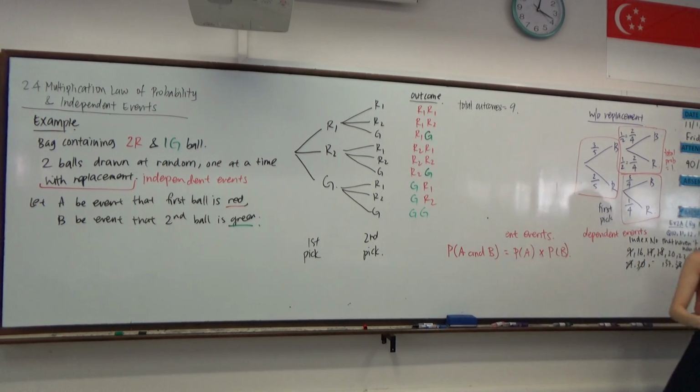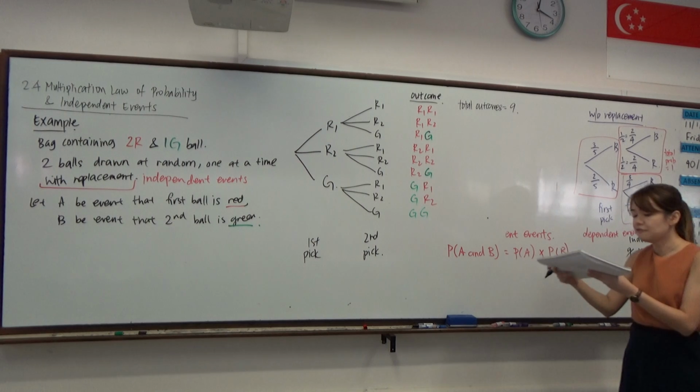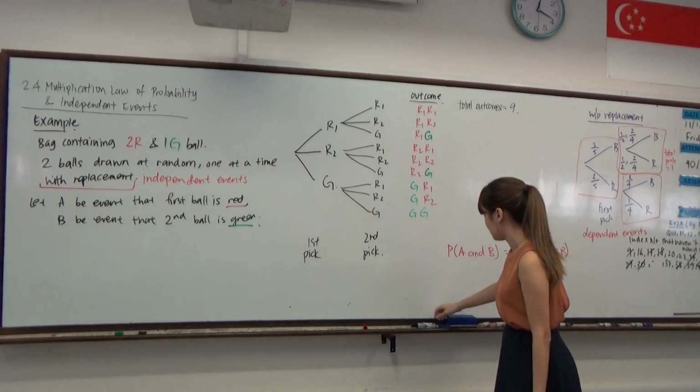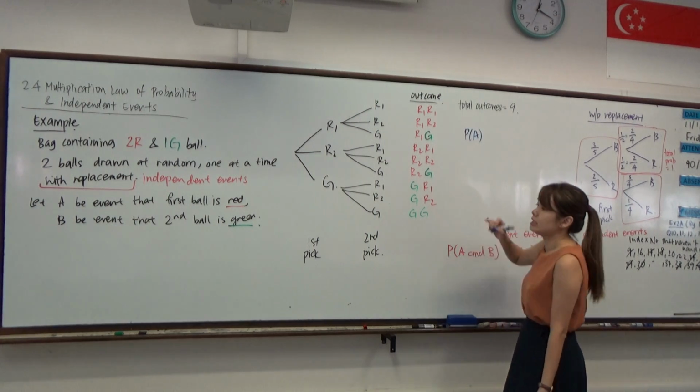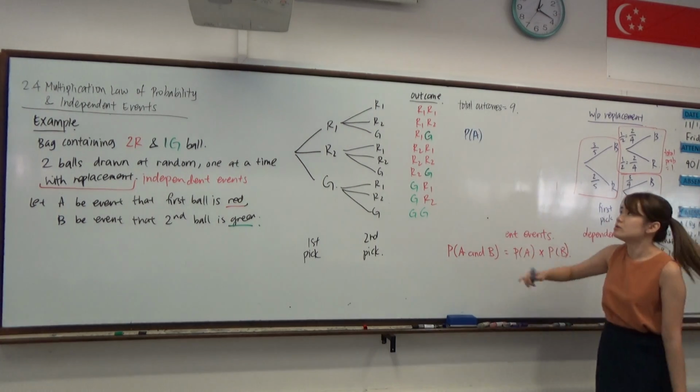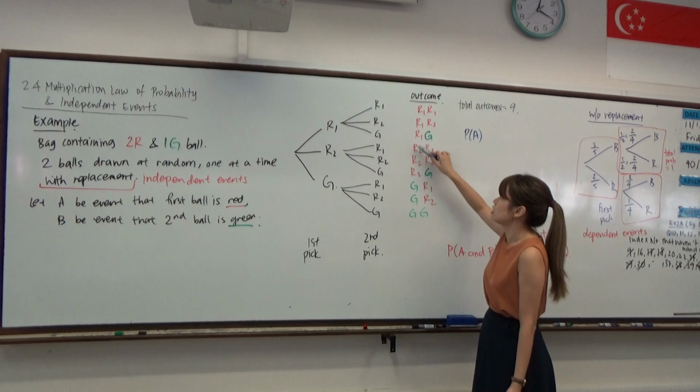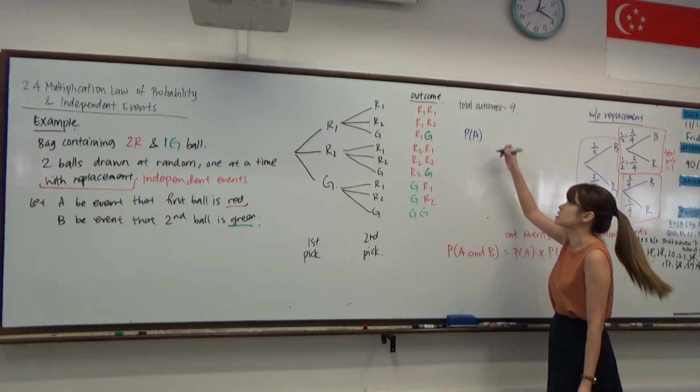Okay, so there are 9 total possible outcomes. Right? So we have already known that they are independent events. First we look at the probability of A happening, meaning the probability that the first ball is going to be red. First ball being red, we have 1, 2, 3, 4, 5, 6, so 6 out of 9 possible outcomes.